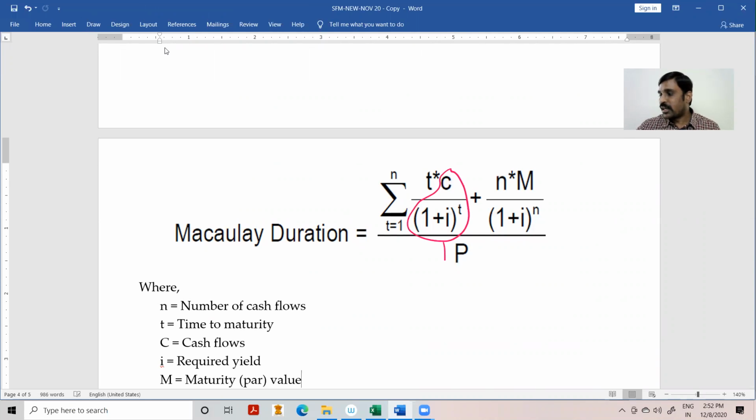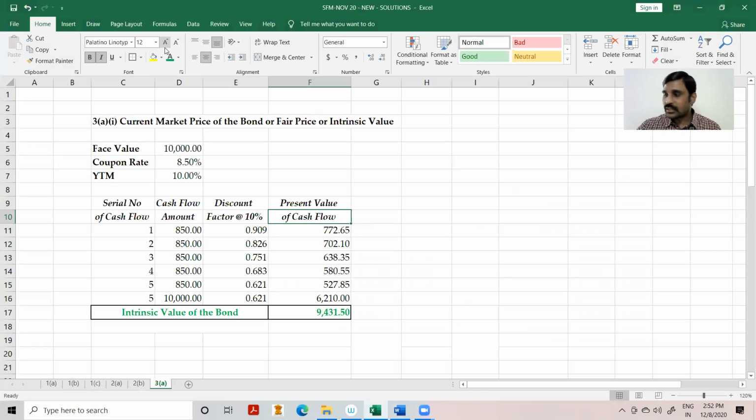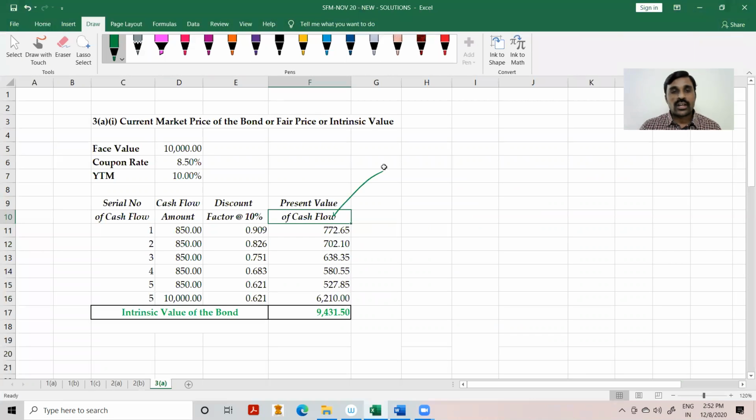This portion indicates the present value of each cash flow. That is already there for us. Yes. Next point. So that is done.